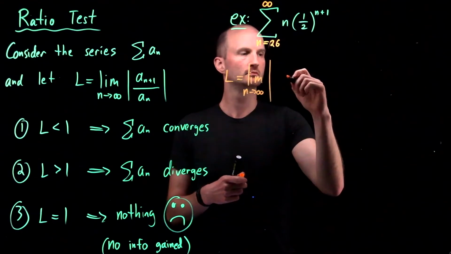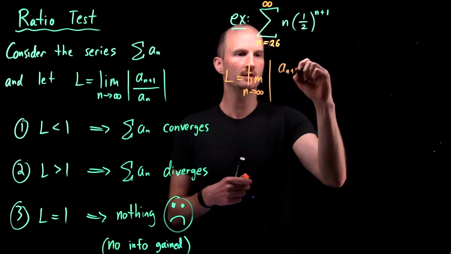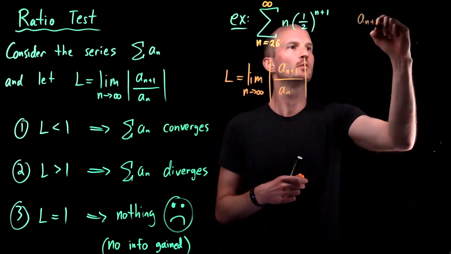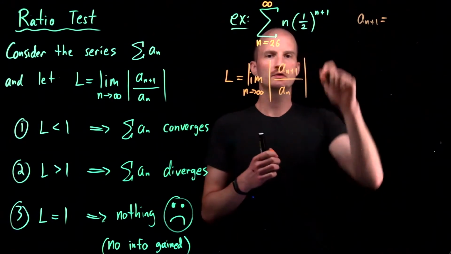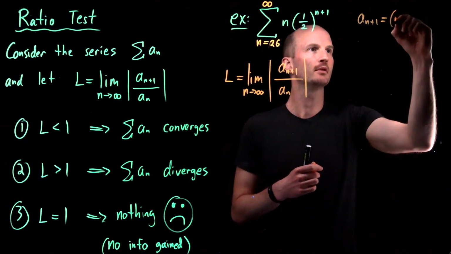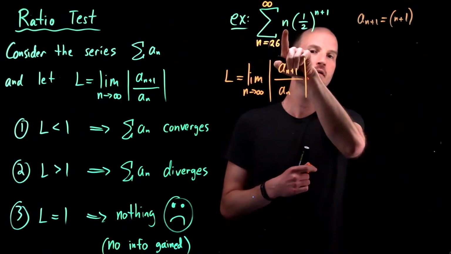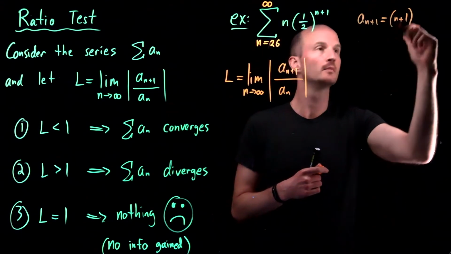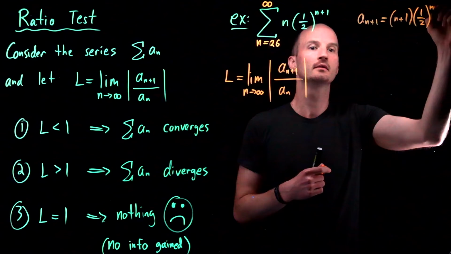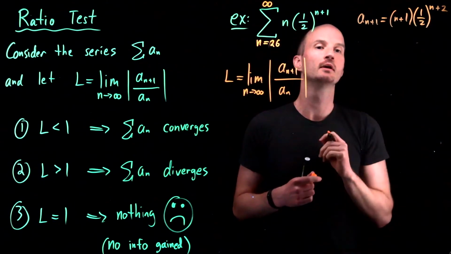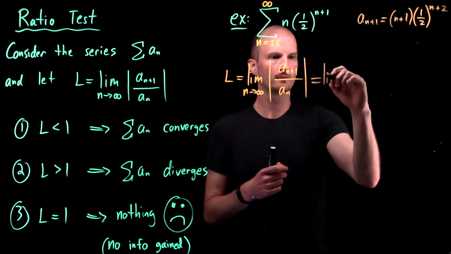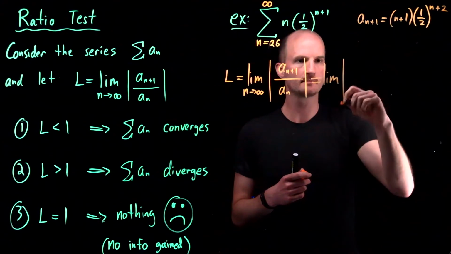So we want a_(n+1) over a_n. What you do is you take this expression here, and everywhere that you see an n, you replace it with n plus 1. So right off the bat, this n is becoming n plus 1. And then you get your half still, and then we'll have n plus 2 up top. Is that visible? Yeah. So that's what ends up in our numerator here.